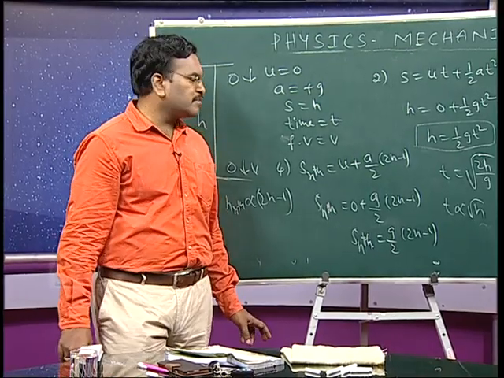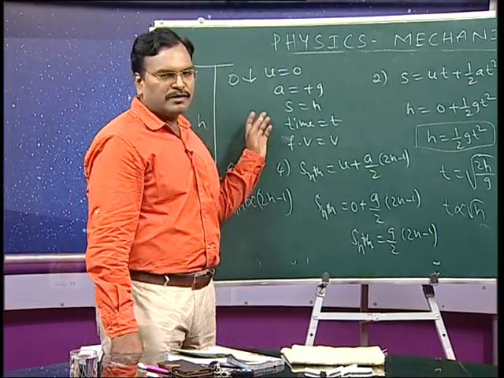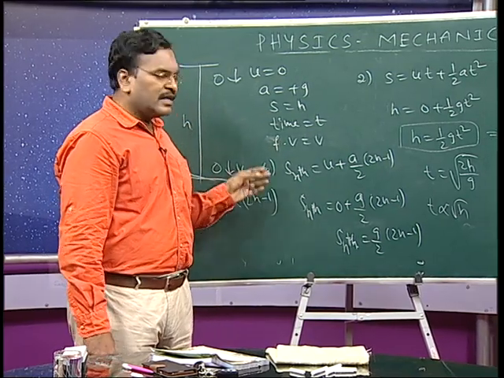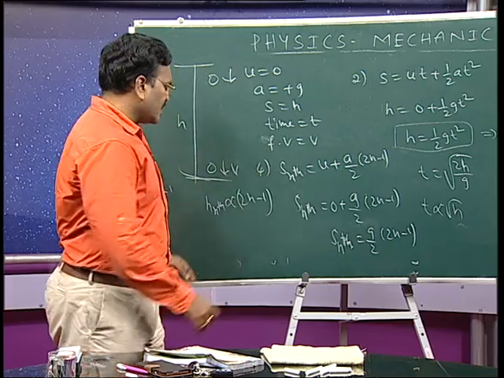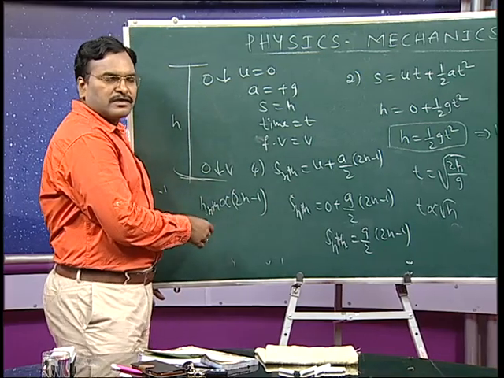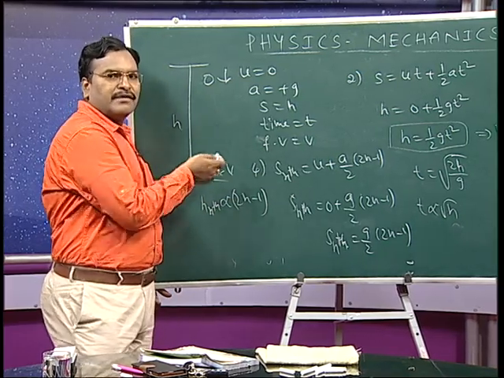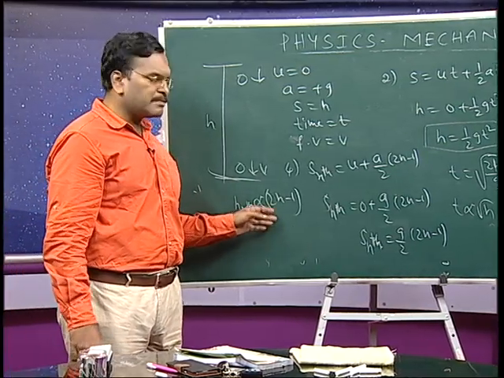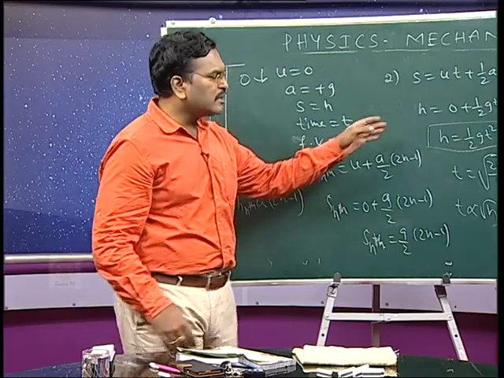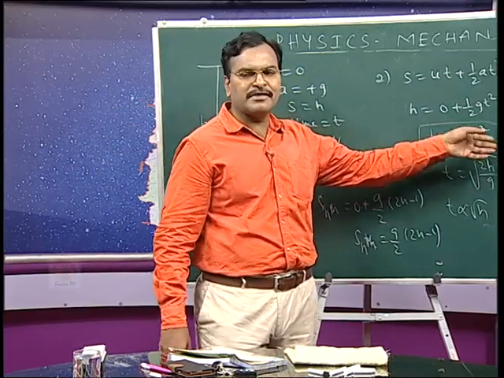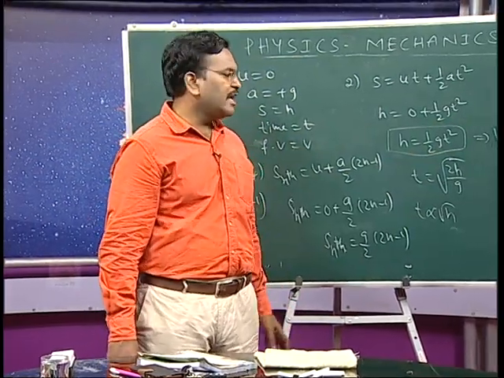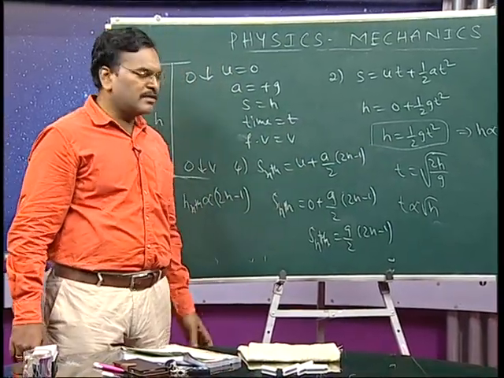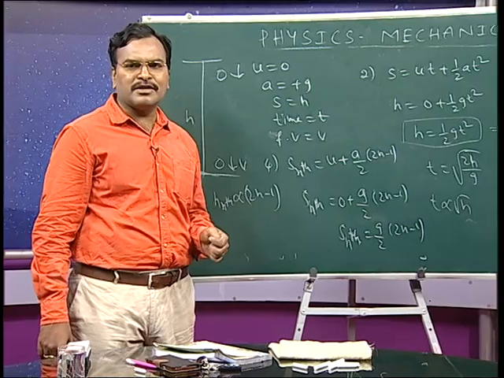For a freely falling body, displacement in a particular nth second is proportional to 2n minus 1. Total displacement is proportional to t square, where t is the total time. H is proportional to t square, and S nth is proportional to 2n minus 1. What is the ratio of distances travelled by the body?